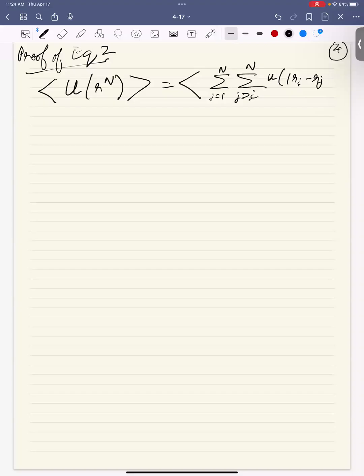So we are interested in calculating the average value of this n body potential energy, right? Our life is a bit simple because we have assumed pair interactions. So let's write it down. This is going to be the average value of the sum over i equals 1 to n, j more than i to n, small u of Ri minus Rj.